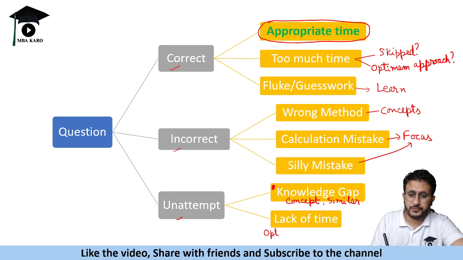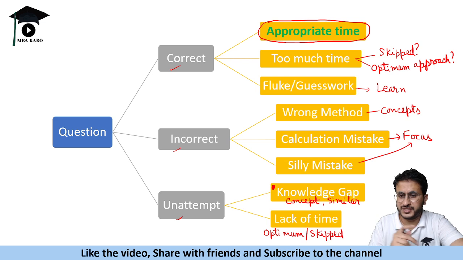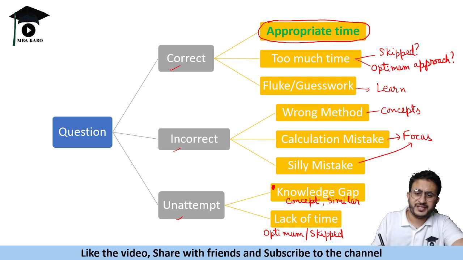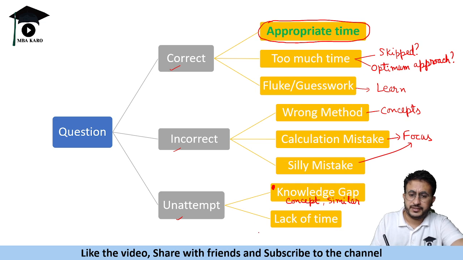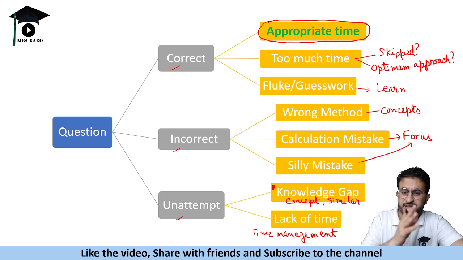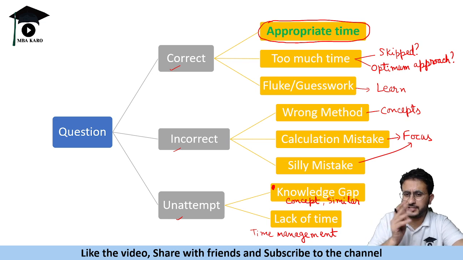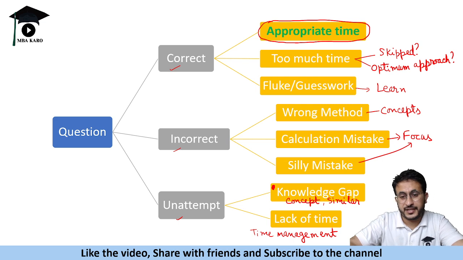Ask whether there was an optimum approach to this question which would have enabled you to do this, or whether it could be skipped in the examination. So basically, if it was a lack of time that you could not attempt, learn time management. And time management is about prioritizing your strengths and weaknesses and attempting the paper accordingly. Understand that if you did it in a reasonable amount of time, then it is a green flag.